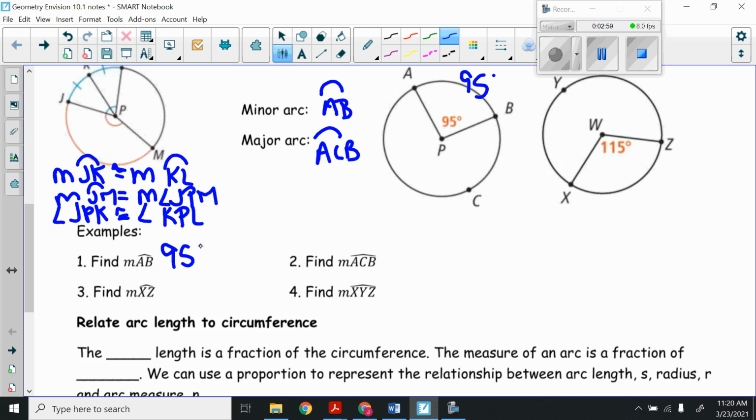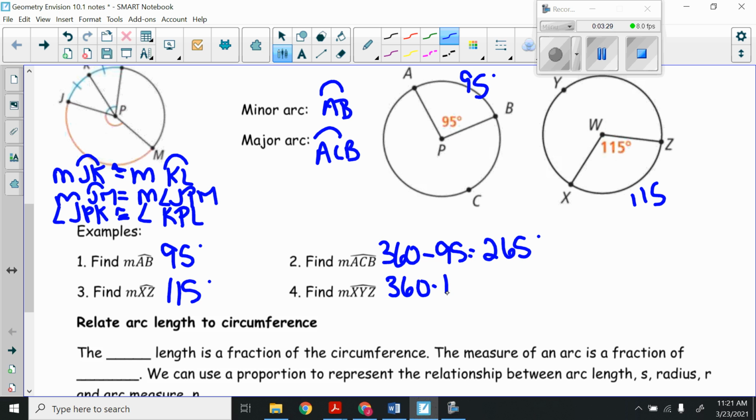Number 2, find the measure of arc ACB. That's the only other arc in that circle. The circle is 360 degrees, so 360 minus 95 gets us 265 degrees. Now we're going to go to circle W, find the measure of arc XZ. XZ's central angle is 115, so this is also 115 degrees. Find the measure of arc XYZ. Again, 360 minus 115 gets us 245 degrees.